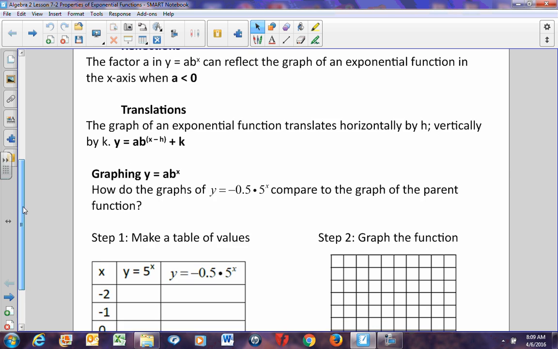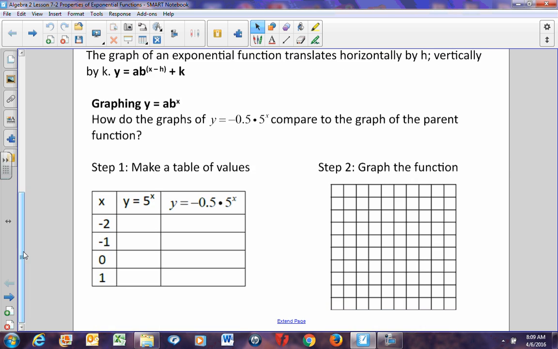So if we have graphing something y equals a times b to the x, how does the graph of y equals negative 0.5 times 5 to the x compare to the graph of the parent function? Now to do this, we should make a table with both the parent function and the new function in it so that we can graph them both on the same set of x and y axes and then see how they change. And then we'll compare that to the equation so that we don't always have to graph them to be able to describe what happens to them.